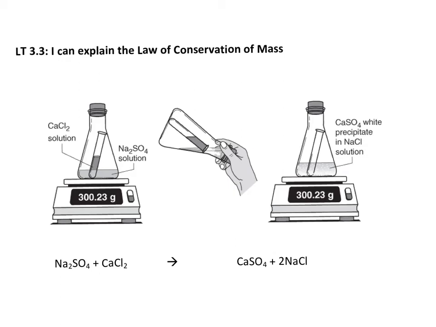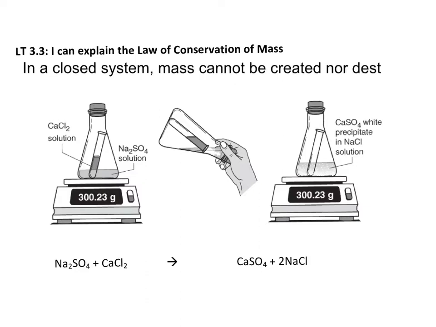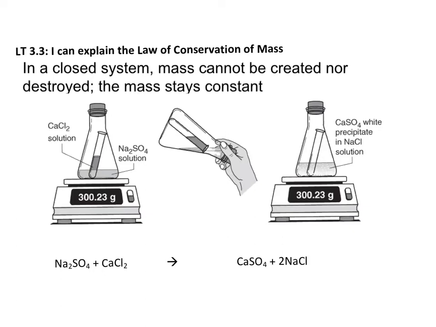So learning target 3.3 has us explain the law of conservation of mass. Now the law of conservation of mass states that in a closed system, mass cannot be created nor destroyed. Or in other words, you could say the mass stays constant.